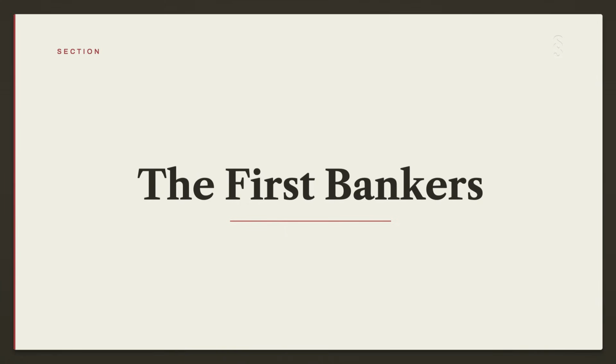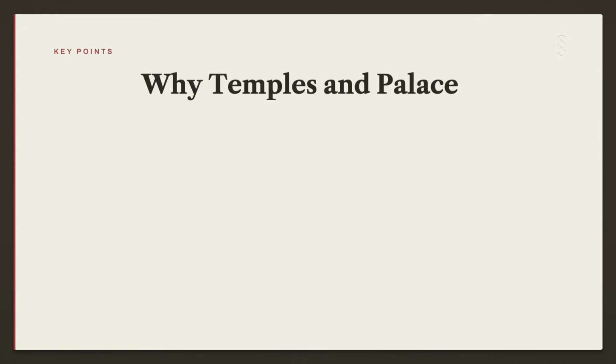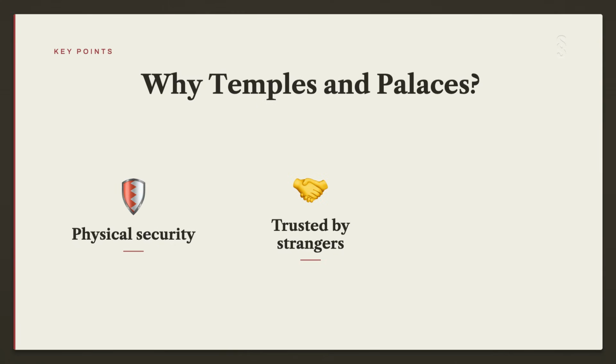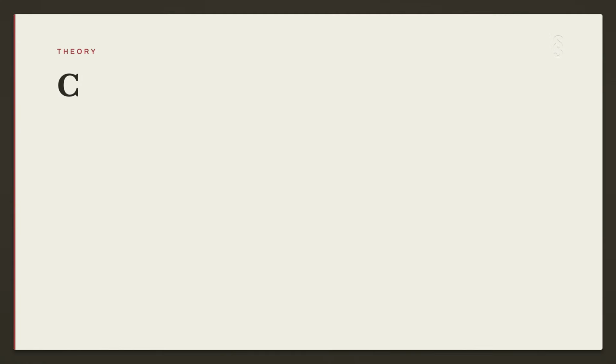Temples and palaces in Mesopotamia were already taking deposits of grain and silver, lending them out, charging interest, and enforcing written rules about default. Temples and palaces became the first bankers because they held three things almost nobody else did: physical security, a reason strangers could trust them, and a continuous existence that outlived any one person. A farmer wouldn't trust a neighbor with a season's grain, but a temple wasn't going anywhere.